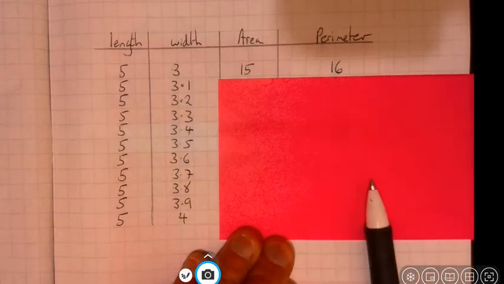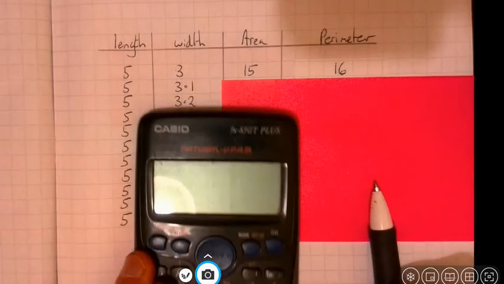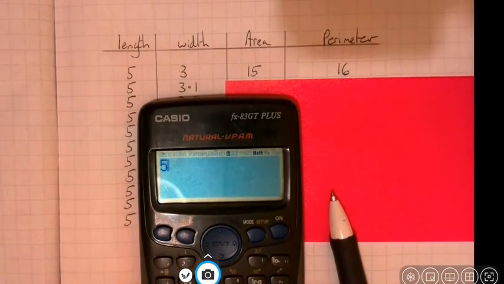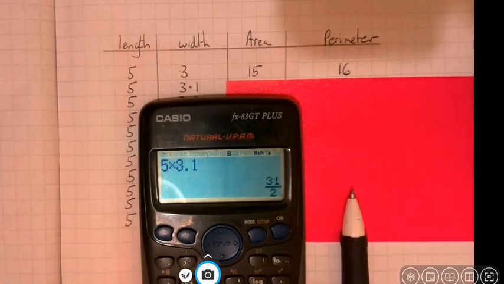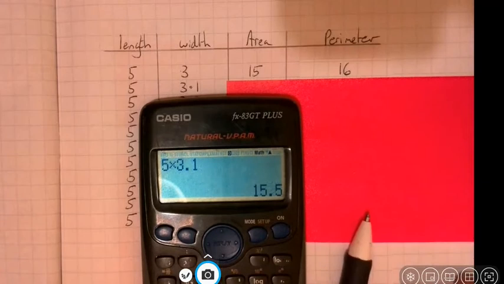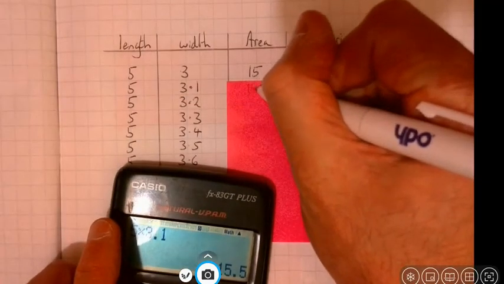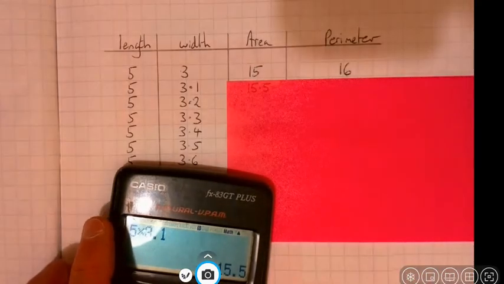So if you wish, get yourself a calculator and just do 5 multiplied by 3.1. Get an answer. And we get 15.5. So that one would be 15.5. That's probably not a very good choice of colour for me, is it?